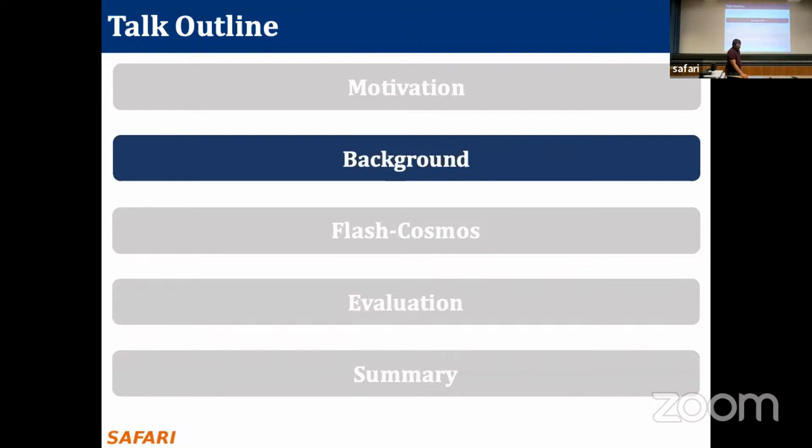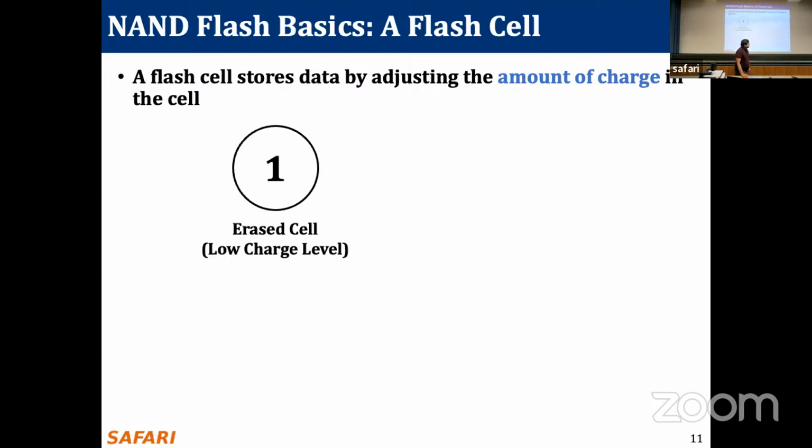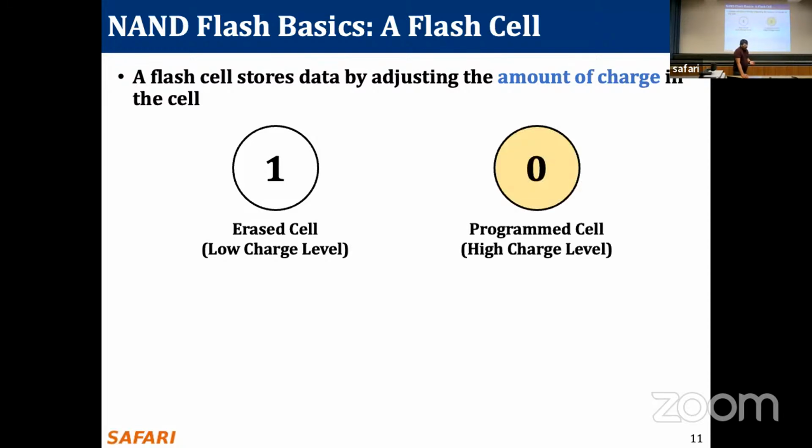So let's look at some background and derive some insights into how current NAND flash memory organization can perform this simultaneous data sensing. A NAND flash cell can store data by adjusting the amount of charge in the cell. If a flash cell is erased and has no charge or a low charge level, it means that it's storing a bit 1. And if it is programmed and has a high charge level, then it stores 0.